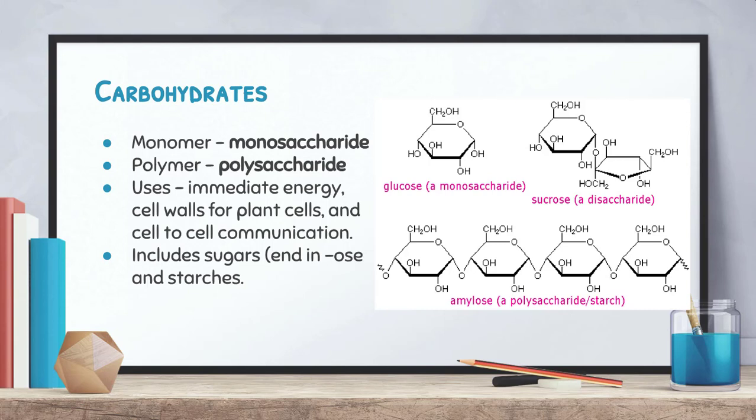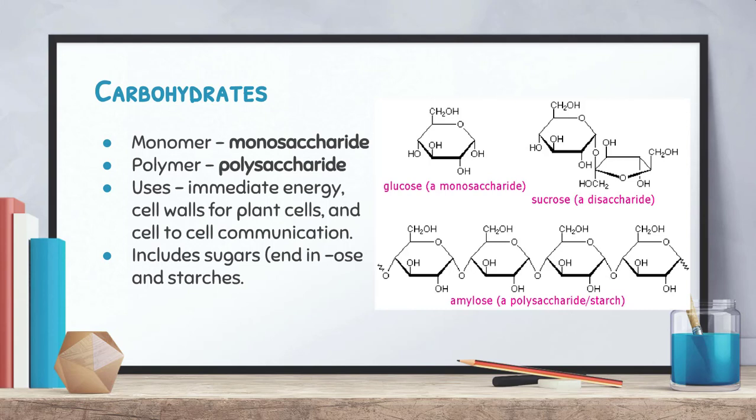And you can see that at the bottom here where we have amylose, which is a polysaccharide, also known as a starch. Now, the uses for carbohydrates are many. They provide immediate energy for the body. They're a main component of the cell walls for plants and are involved in cell-to-cell communication. Now, keep in mind, these include sugars as well. So the sugar you intake, you probably heard of fructose, glucose, galactose. Lactose is a sugar that is found in milk. You've probably heard of lactose intolerance before, meaning you can't digest that sugar.